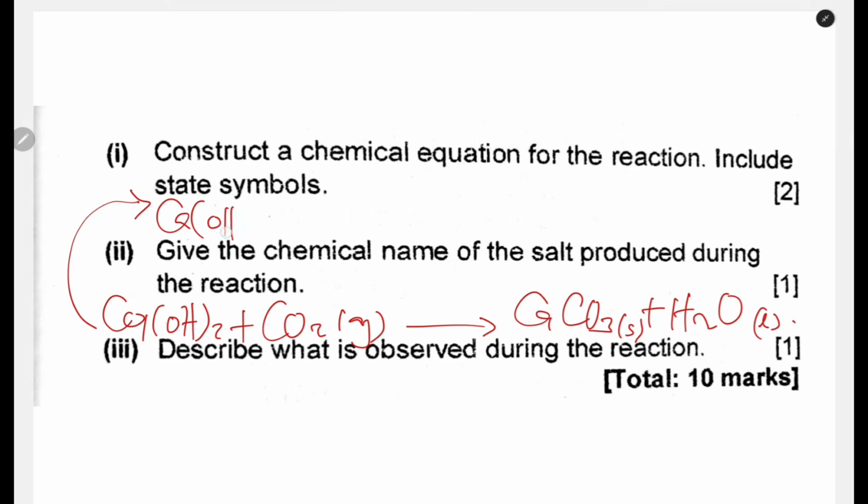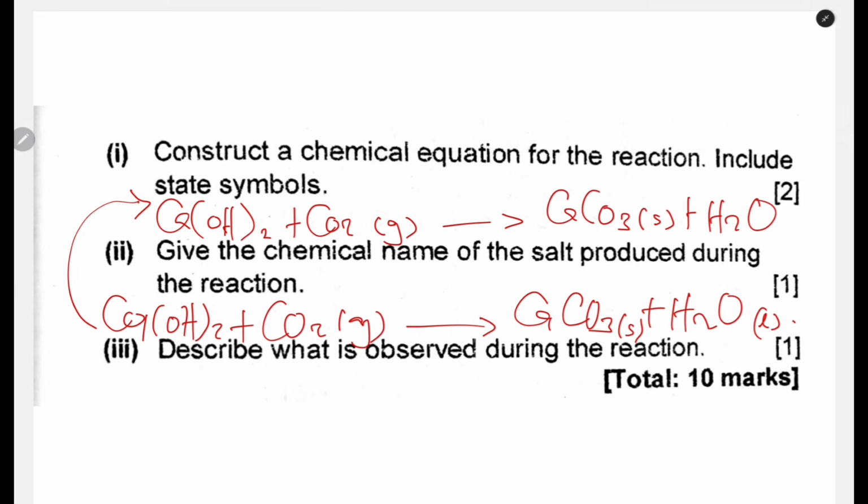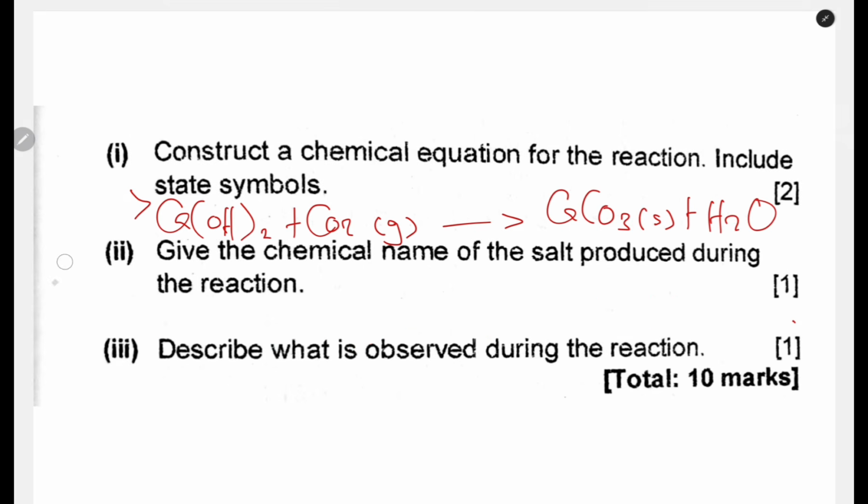So calcium hydroxide, which is aqueous, plus carbon dioxide, which is a gas, gives calcium carbonate, which is solid, plus H2O. Then give the chemical name of the salt produced during the reaction. So the salt produced is this one, which is calcium carbonate. That is the chemical name.